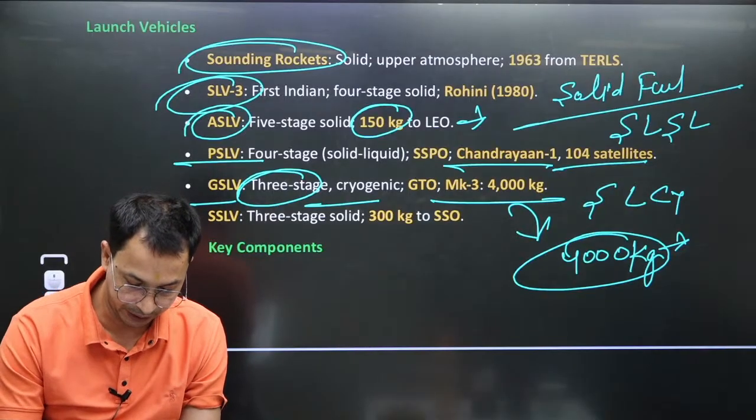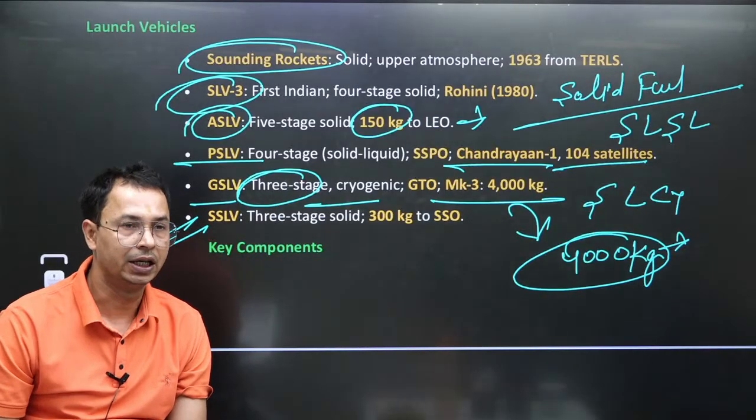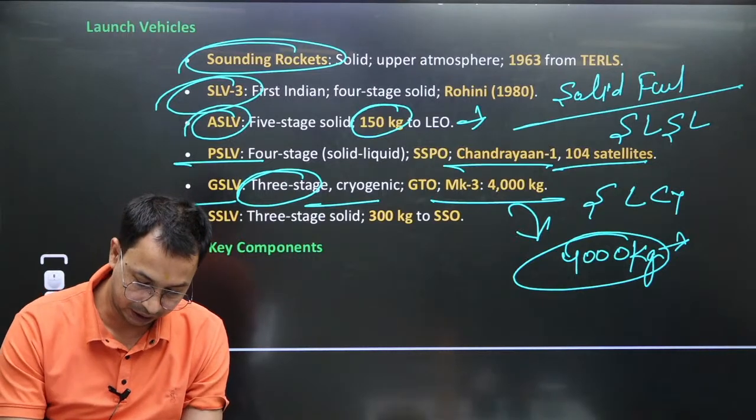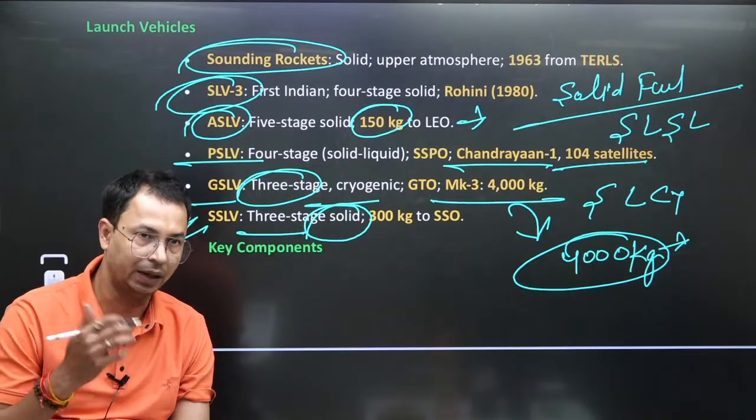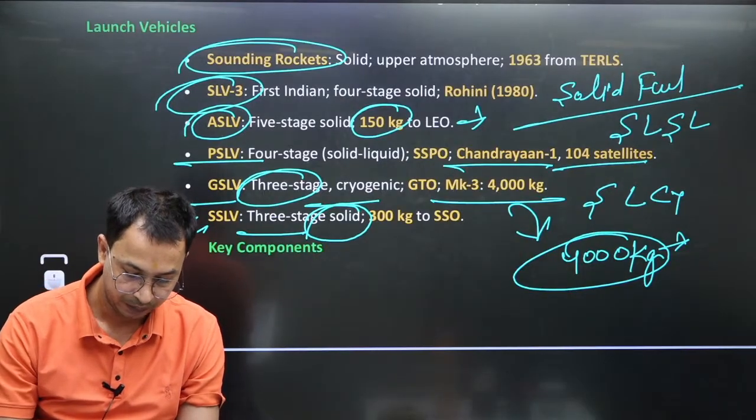Then we have the next rocket, that is SSLV, small satellite launch vehicle. It will have 3 stages and all the stages will be solid. It can carry 500 kg up to a 500 kilometer orbit.